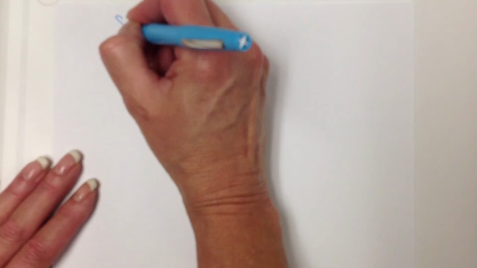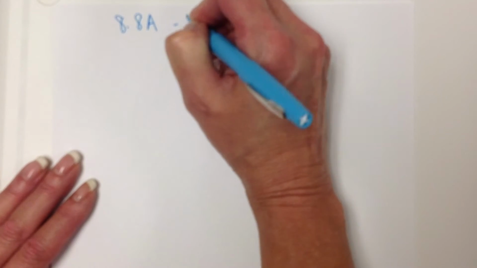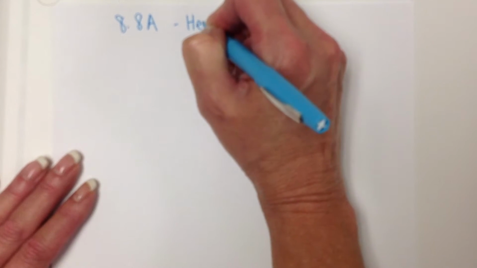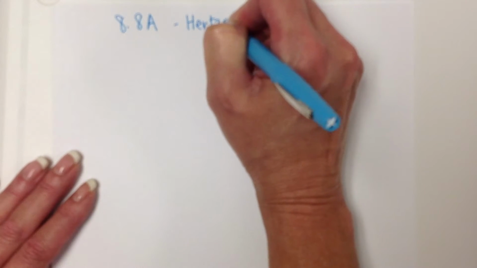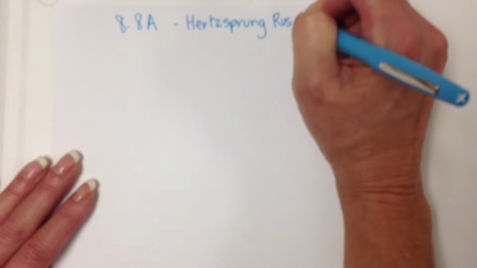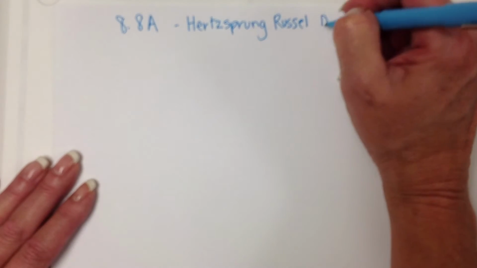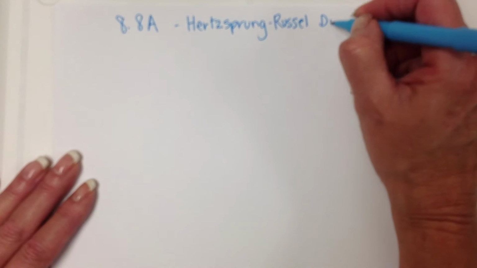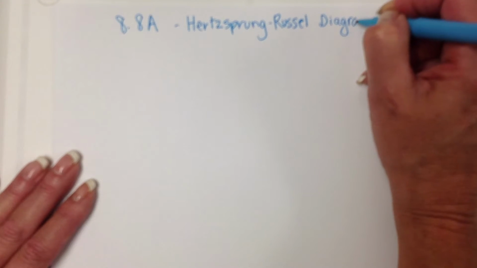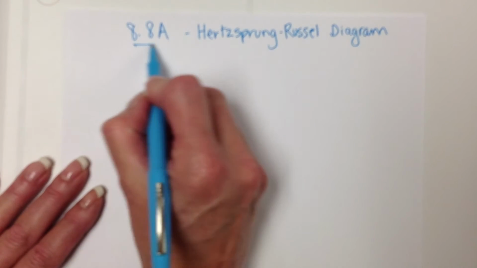All right, we're going to look at another aspect of 8.8a, which is the HR diagram, or Hertzsprung-Russell diagram. Now remember, these are the two scientists that actually came up with this diagram. What does this diagram do? Well, it classifies stars, right?